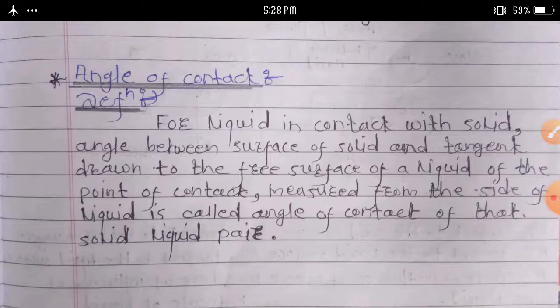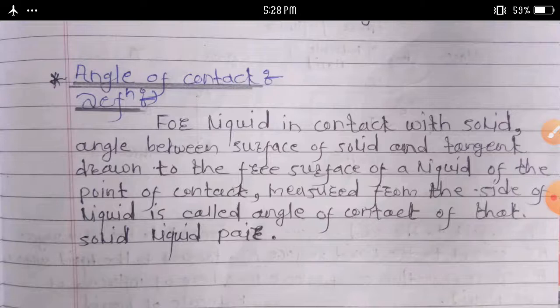Today we learn a new topic: angle of contact. In this topic we will discuss firstly the definition of angle of contact, then the characteristics of angle of contact, and another one, the shape of meniscus. We will discuss all these things one by one sequentially. Firstly, we discuss angle of contact.